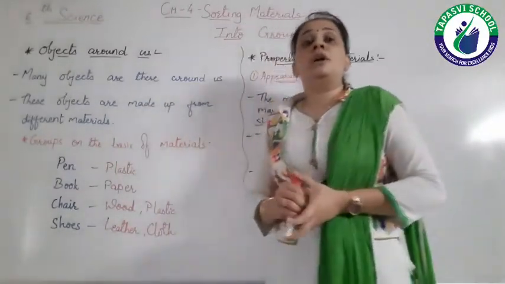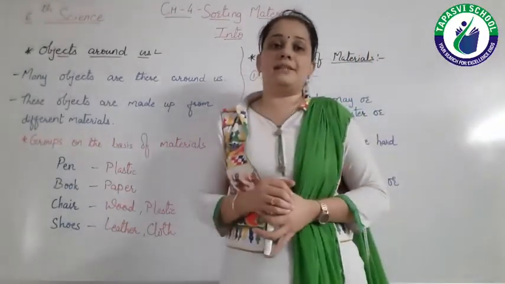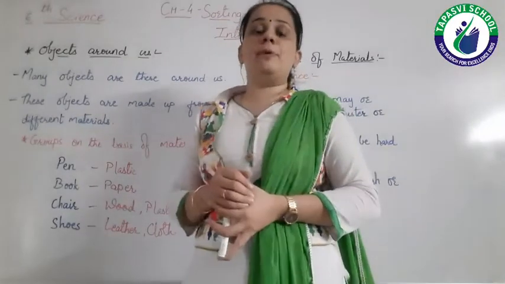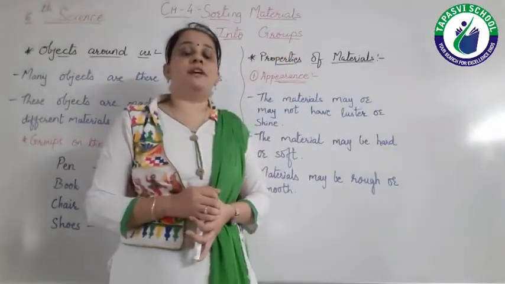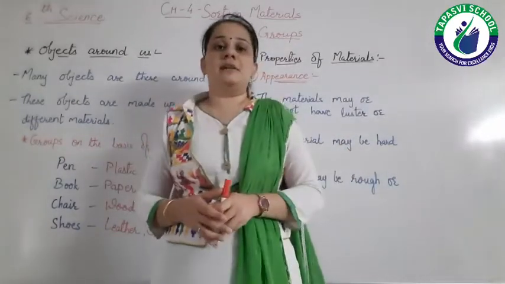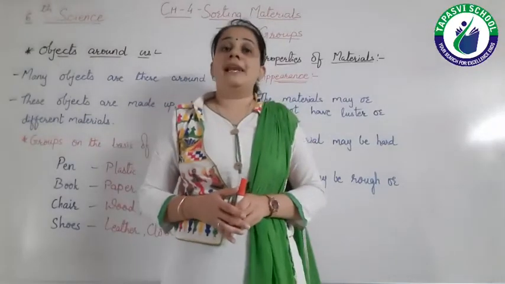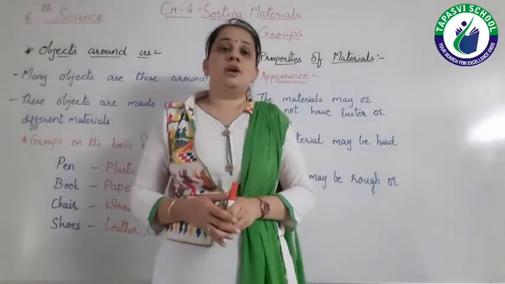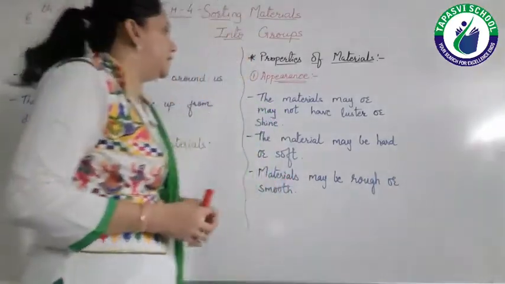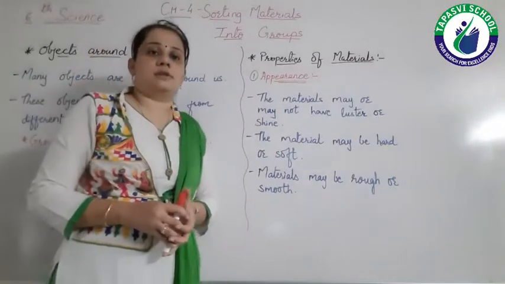Right? So here we have to study the different properties of different objects. There are so many properties on the basis of which we can separate the objects. We can make the groups of the objects. So let's see the properties of the material one by one. First is appearance. Okay, means how it looks.